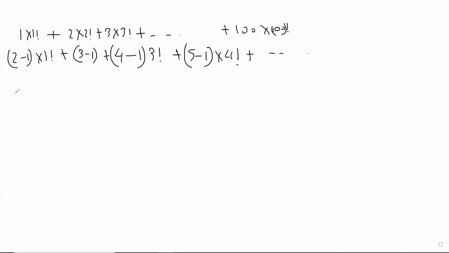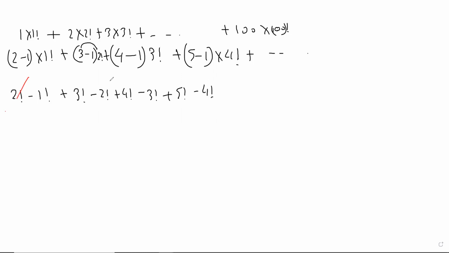Then if you open it up, you get 2 factorial minus 1 factorial. This was 2 factorial here. You see, now 3 times 2 factorial is 3 factorial, and 1 times 2 factorial is just 2 factorial. And 4 times 3 factorial is 4 factorial, but then you get a minus 3 factorial, and so on. You see now the cancellations are taking place. That's what we want. In this way, the things are getting canceled.